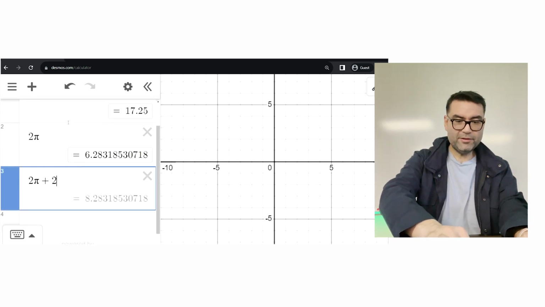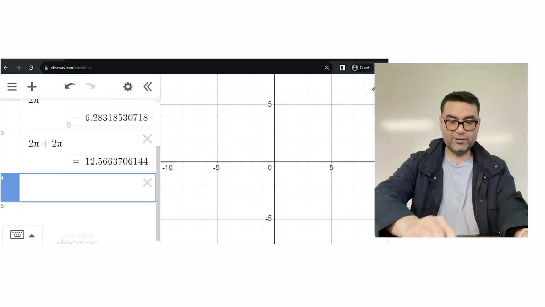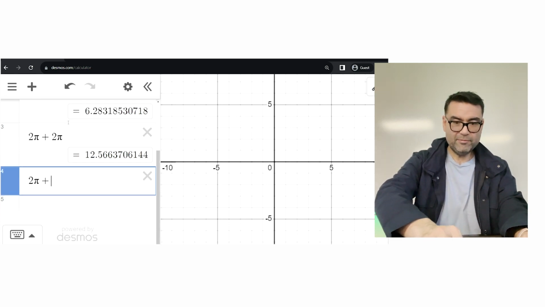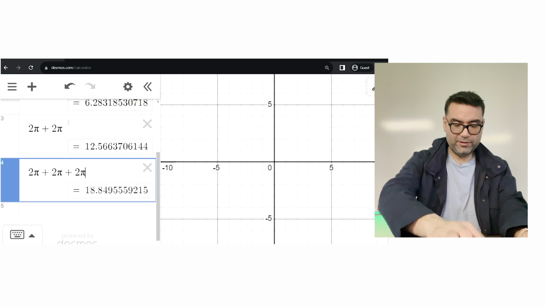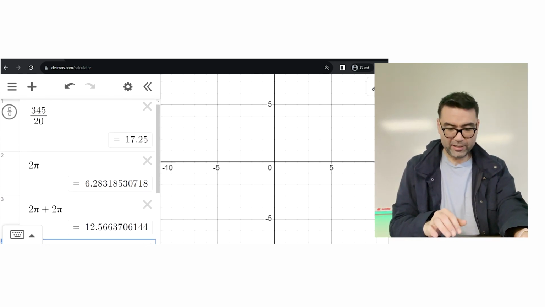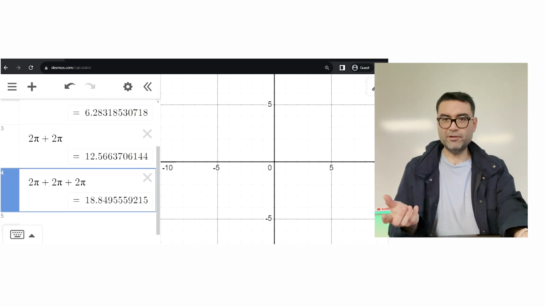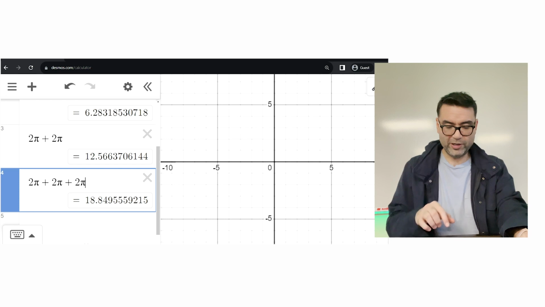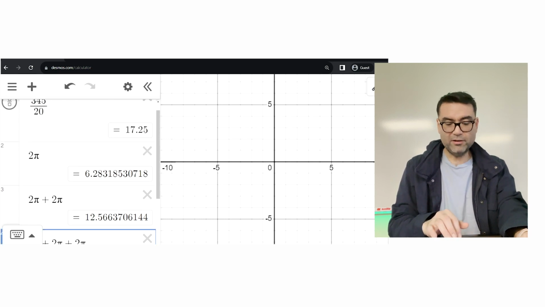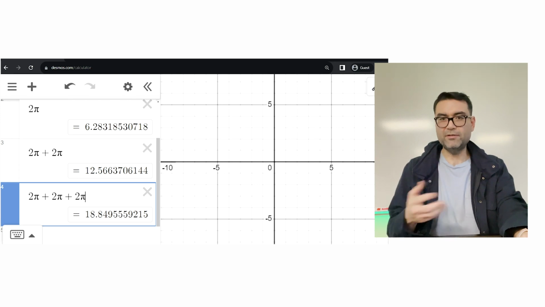2 pi plus another 2 pi would be another time around the track, right? That's 2 rotations around the track. And then 2 pi plus another 2 pi plus another 2 pi would be another rotation around the track. And since she ran 17.25 radians, she almost ran 3 rotations because she almost came up to 18.8. She ran around an angle of 17.25 radians, so almost 3 times around the track, just to give you some reference.